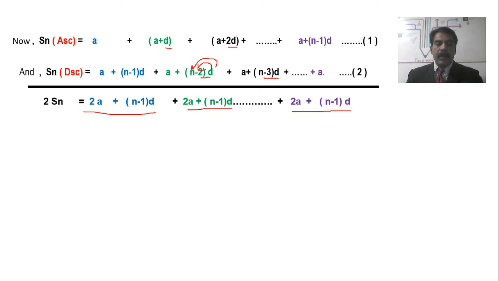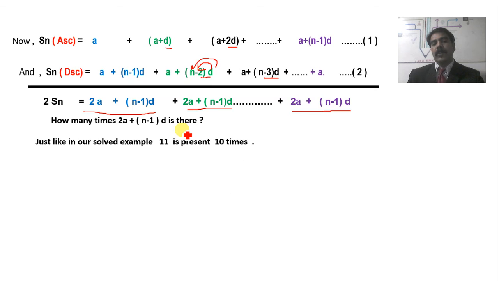In the previous example, how many times was 11 repeating? There were 10 terms, and 11 was repeating 10 times. Here how many terms are there? There are n terms, and that is why this 2a plus n minus 1 into d is repeating n times, n number of times. Are you getting it? So in the previous example 11 was repeating 10 times. Similarly here 2a plus n minus 1 into d is repeating n times. How many times? N times.